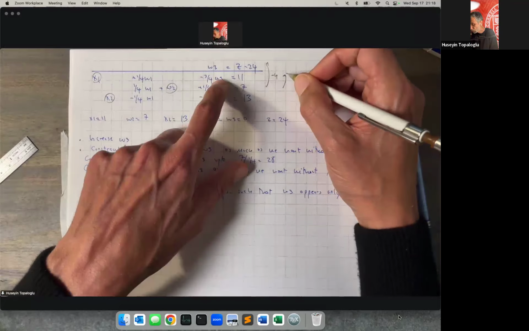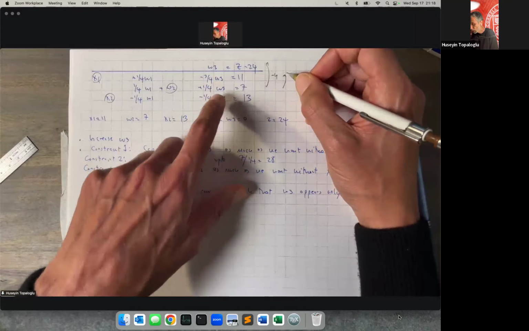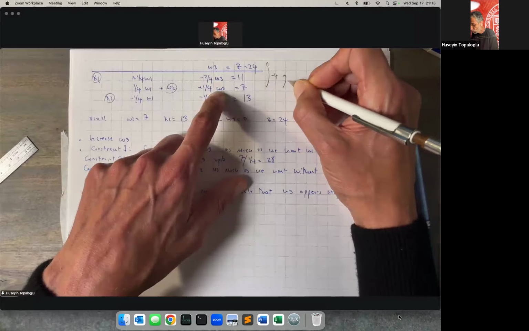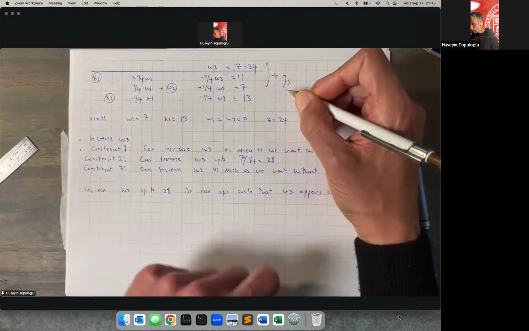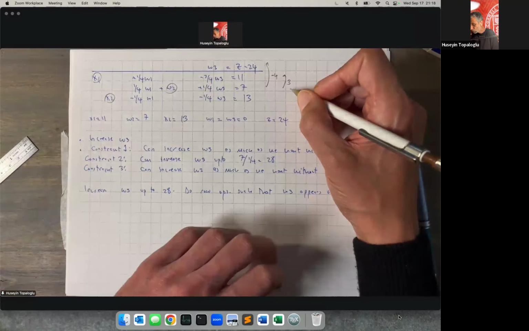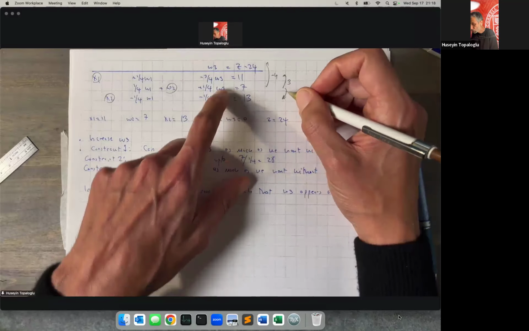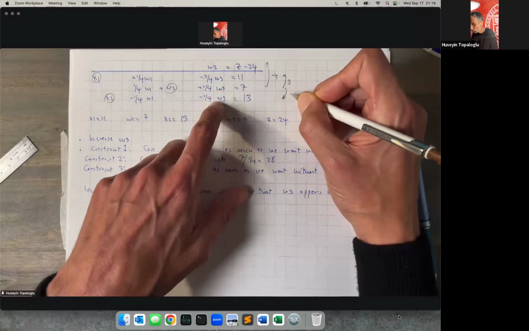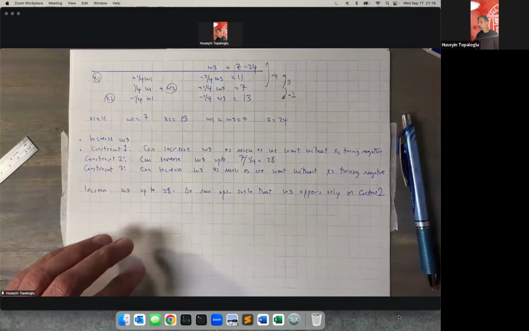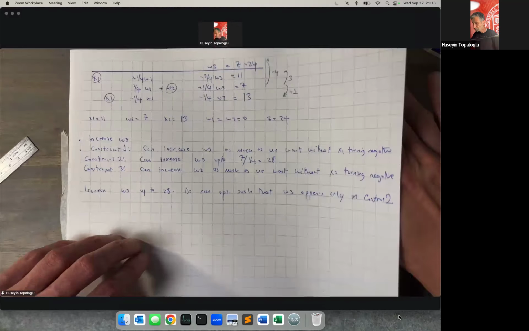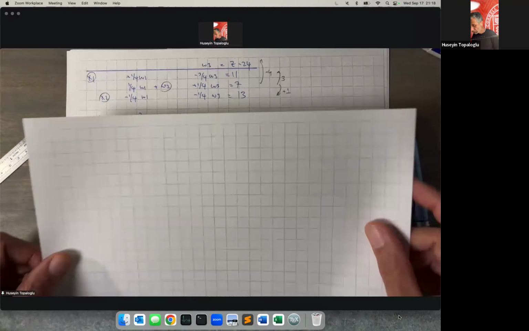If I want W3 to disappear from the first constraint row, take the second constraint row, multiply by 3, add it to the first constraint row. And if I want W3 to disappear from the third constraint row, multiply the second constraint row by 1 and add it to the third constraint row. Let's do these row operations.